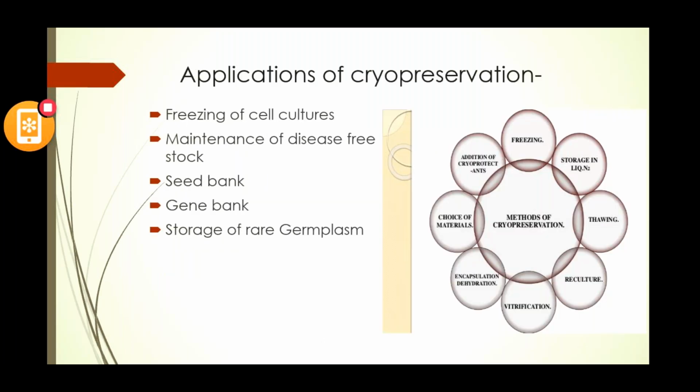And here we can see the steps involved in cryopreservation: freezing, storing in liquid nitrogen, thawing, reculture, vitrification, encapsulation, dehydration, choice of materials, addition of cryoprotectants. Cryoprotectants are generally added in this technique, and this technique is generally used for freezing of cell cultures and maintenance of disease-free stock. Seed bank and gene bank. For seed bank, we generally know about artificial seeds. These artificial seeds are prepared and stored by using this cryopreservation technique only. And the gene bank, we all know what a gene bank means.